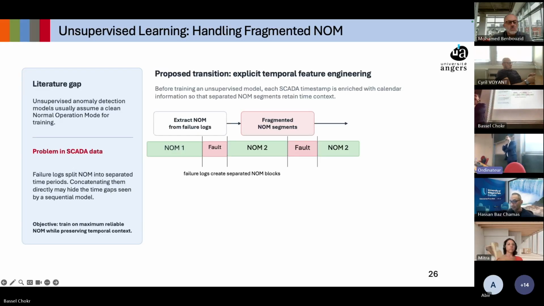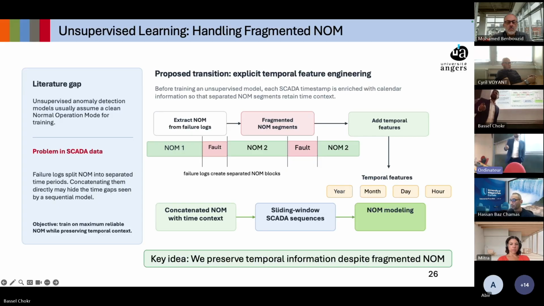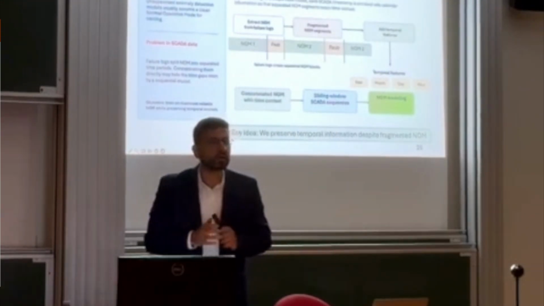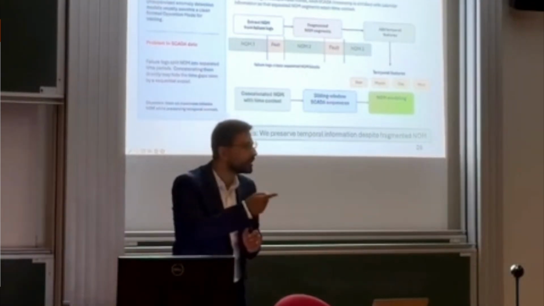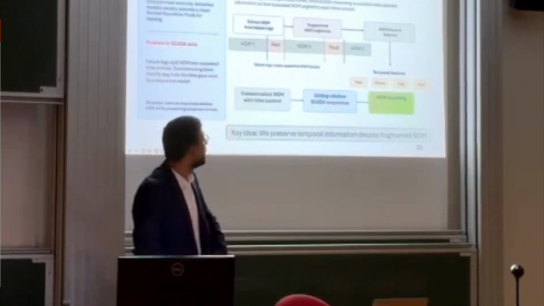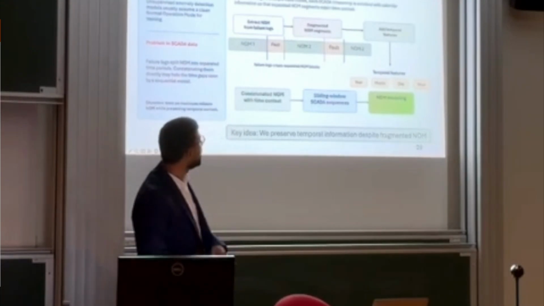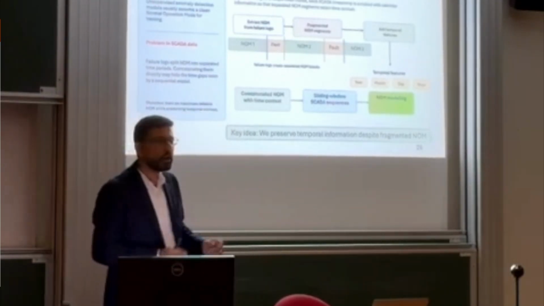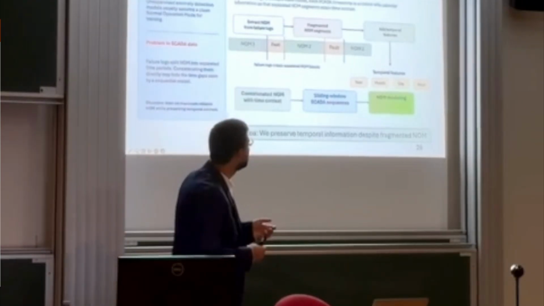Here we can see how the sequence is split with fault 1 and fault 2, and now we have 3 sequences of normal operation mode. With this fragmented NOM, what we propose is adding temporal features. Rather than relying on the model to have an implicit understanding of the temporal information of the time series, because it will be split, we do a feature construction and add temporal features, giving information on the year, month, day of the week, and hour.